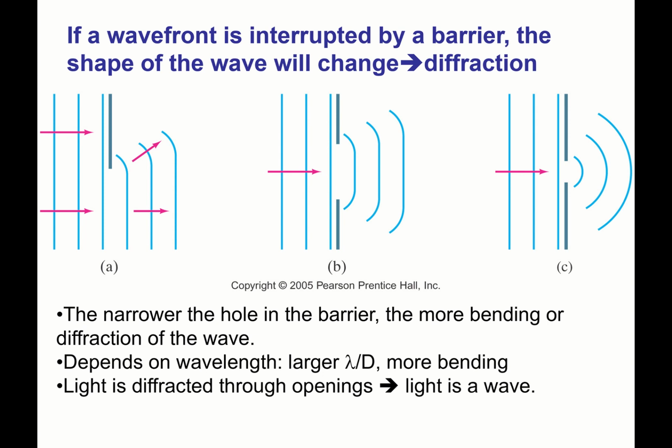And it also depends on the wavelength compared to the opening. So the larger the value of the wavelength divided by the size of the opening, the more the light will bend. Since light is diffracted through openings, we can say that light is a wave.